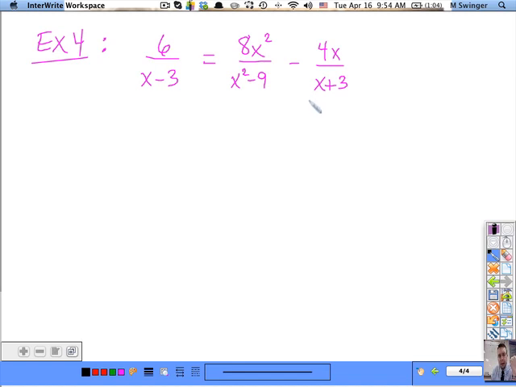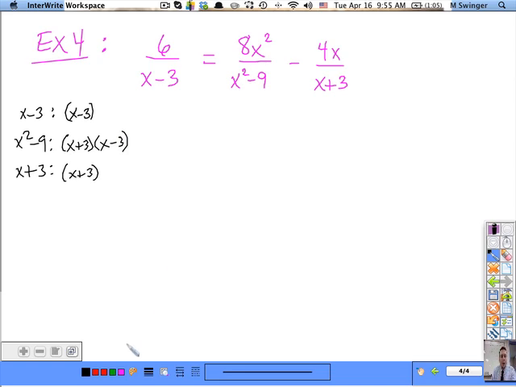Still fairly easy to find the LCD. You've got x minus 3 as a denominator, you've got x squared minus 9 as a denominator, and you've got x plus 3 as a denominator. Now usually whatever denominators you have, we factor them. Well, you can't factor x minus 3, so it's just x minus 3. Can't factor x plus 3, it's just x plus 3. But you can factor x squared minus 9, which is x plus 3, x minus 3.